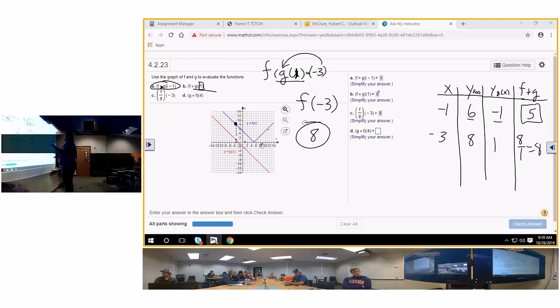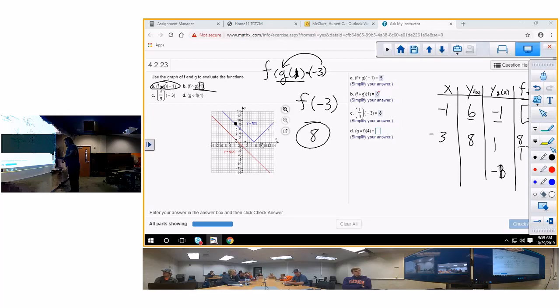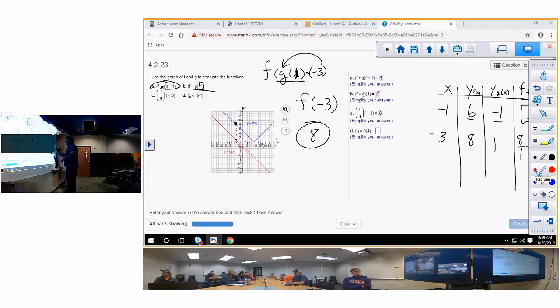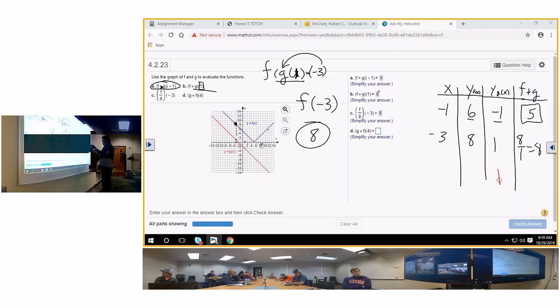So you plug in -3 into G of X. Everybody with me? Or 1. You plug in 1. I'm trying to do this and show you how they're doing it. You plug in 1 for G of X. And then you take that number, which is -3, and that should give you 8.